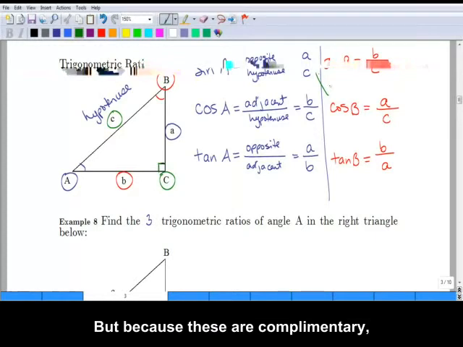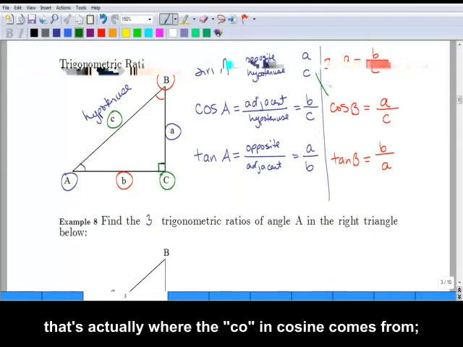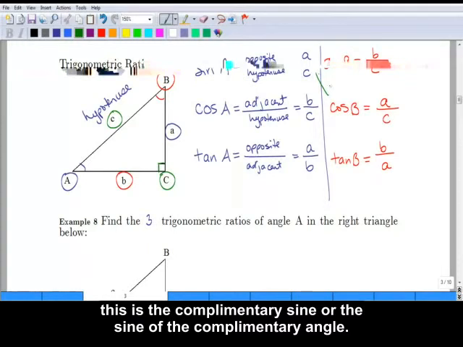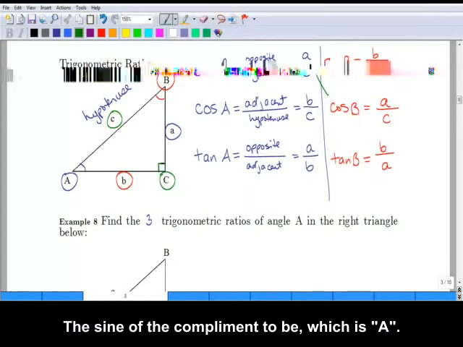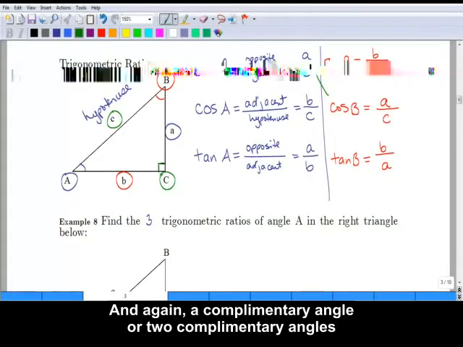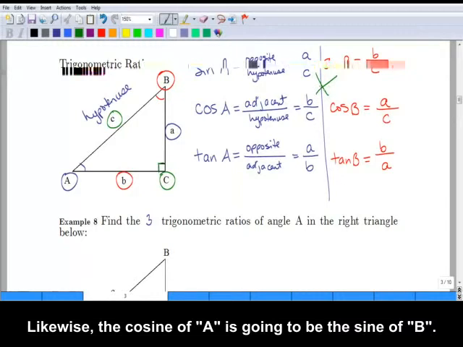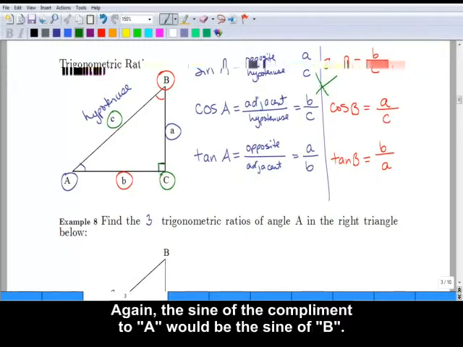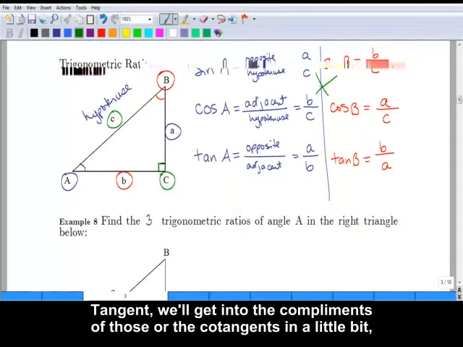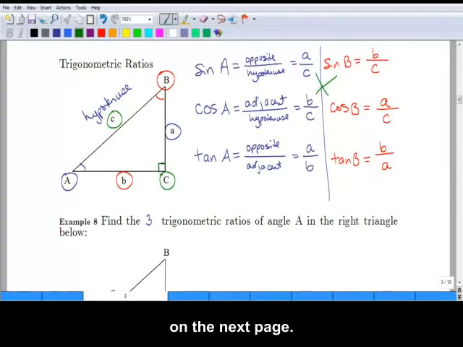Because these are complementary, that's actually where the co in cosine comes from. This is the complementary sine, or the sine of the complementary angle. The sine of the complement to B, which is A. And again, two complementary angles add up to 90 degrees by definition. Likewise, the cosine of A is going to be the sine of B, again the sine of the complement to A. Tangent, we'll get into the complements of those, or the cotangents, in a little bit on the next page.